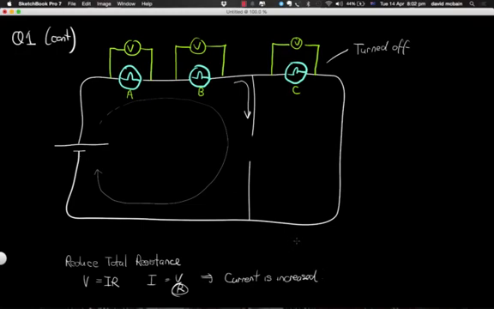Okay, part D. What happened to the potential difference across lamp B? This lamp here. Now you'll notice what I've done here. I've placed a voltmeter across each of the globes. That is the symbol for a voltmeter. And remember, a voltmeter measures potential difference, which is measured in volts.